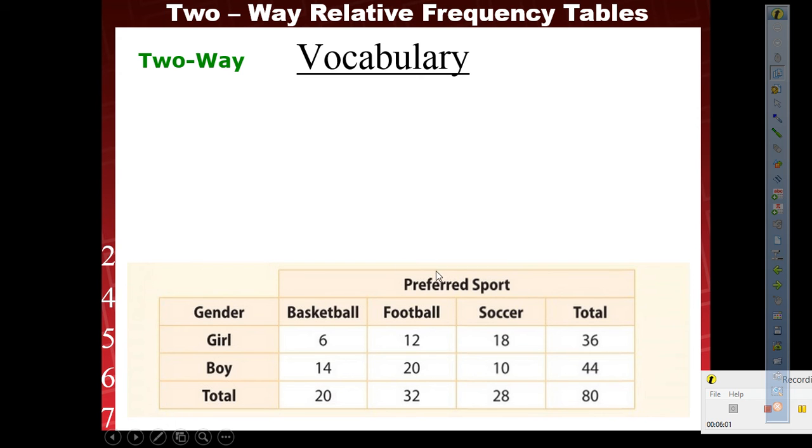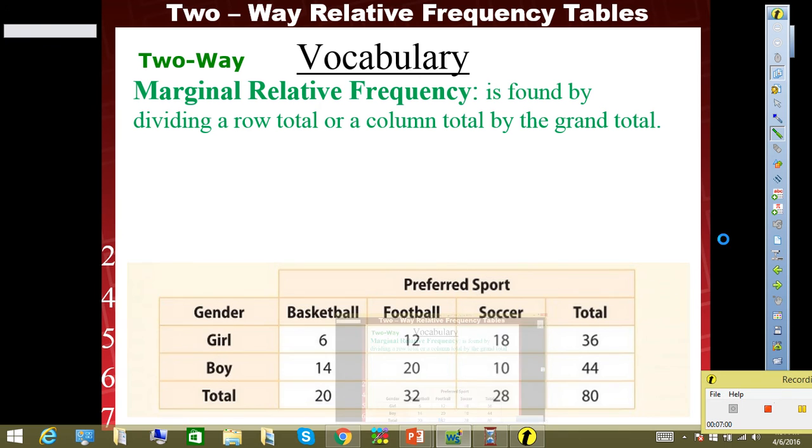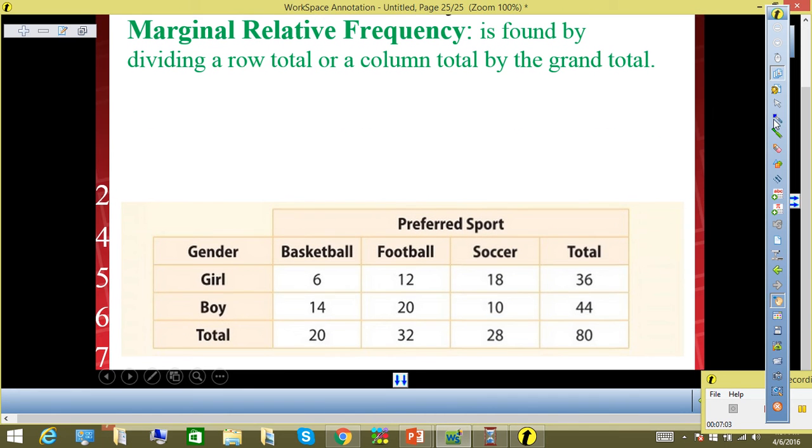The only difference for this two-way is that it's broken down into 2 different sections. The first section is called marginal. Let me relate that to language arts: the margin that they ask you to make is usually at the end. Same thing with this, relating it to mathematics. The marginal relative frequency is the one at the end. So watch. The marginal is this and this.